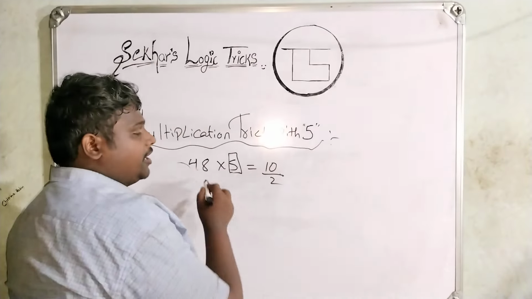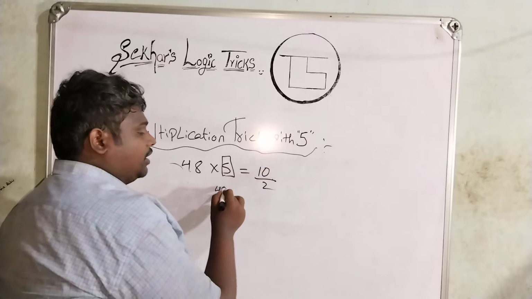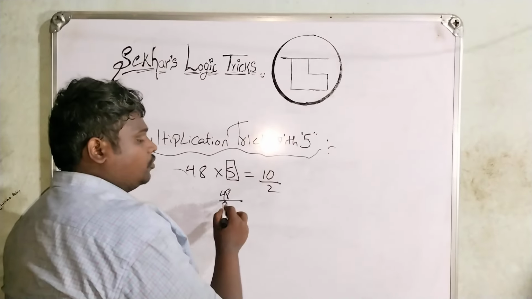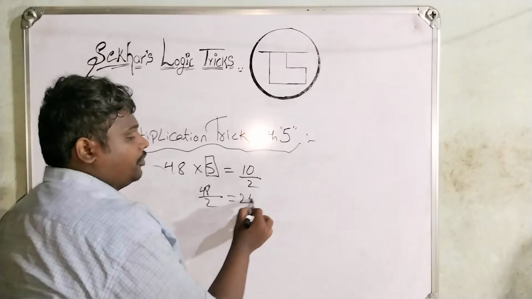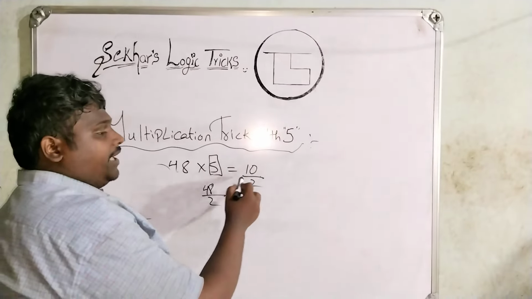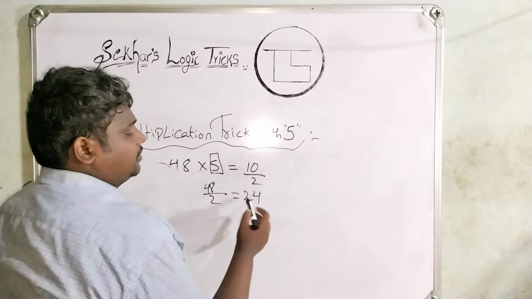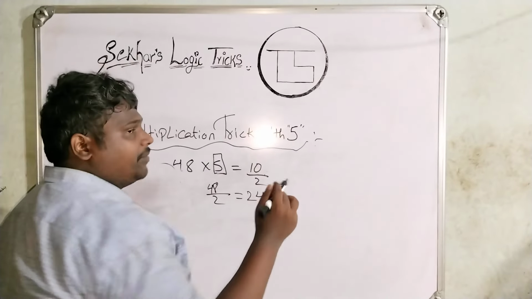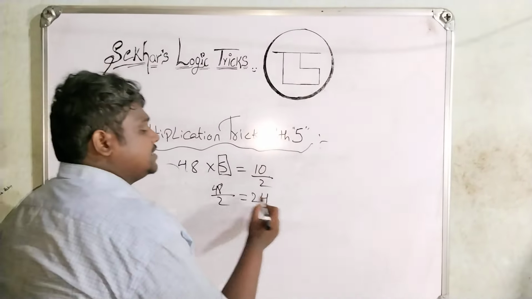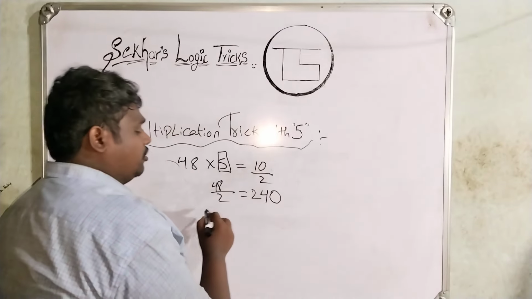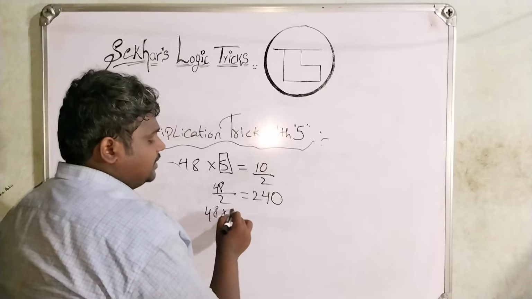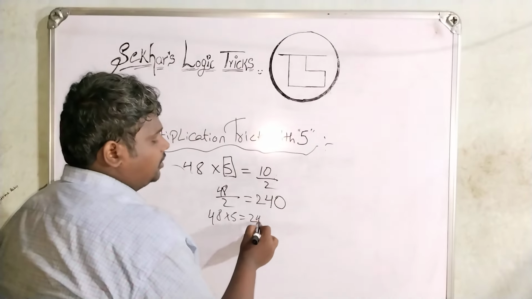Any number divided by 2 is nothing but half of the number, so half of 48 is 24. Then multiply with 10. Any number multiplied with 10 is nothing but placing a 0. So 48 into 5 is nothing but 240.